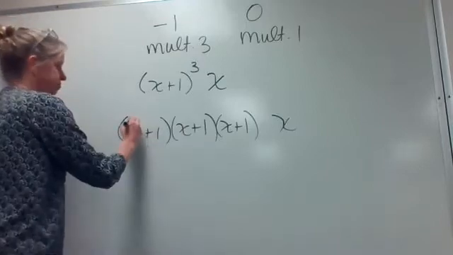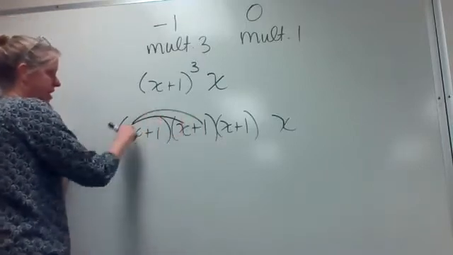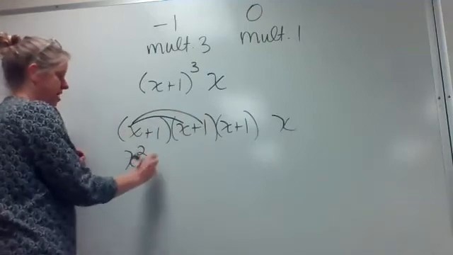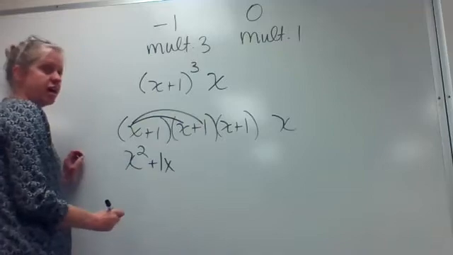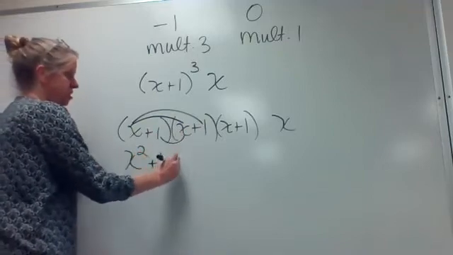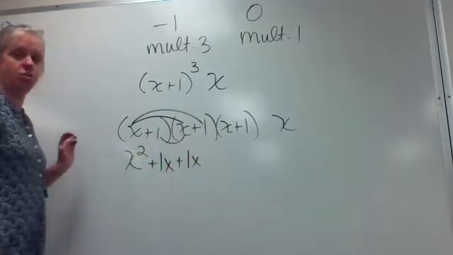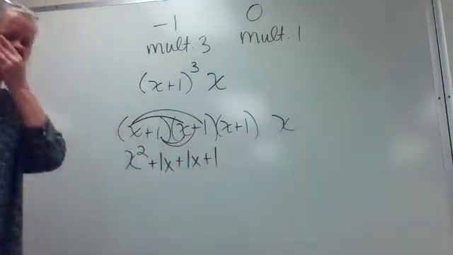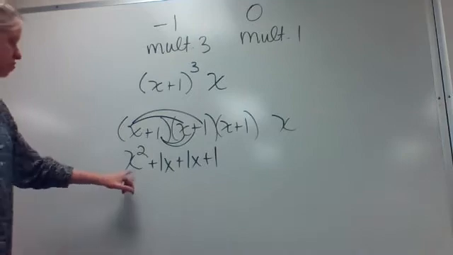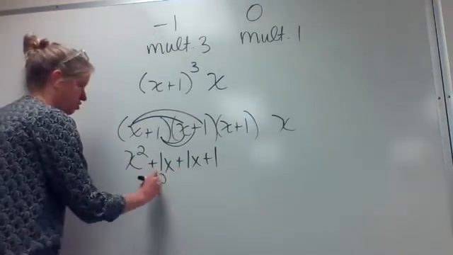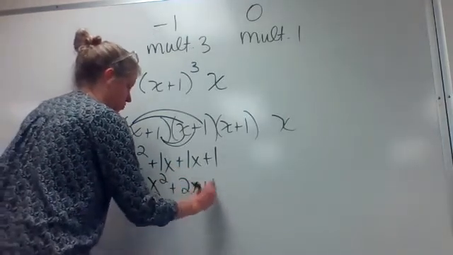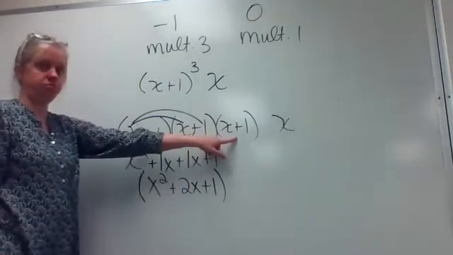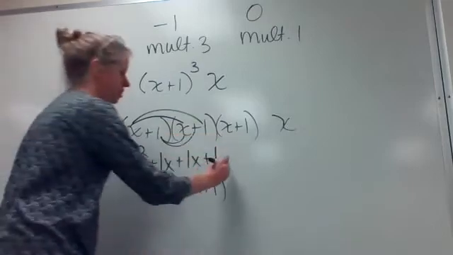So let's FOIL here. X times x is x squared. X times 1, 1x. My inner is another 1x. And my last, 1 times 1, is 1. Put your x's in the middle together. So x squared plus 2x plus 1. Bring down this x plus 1.